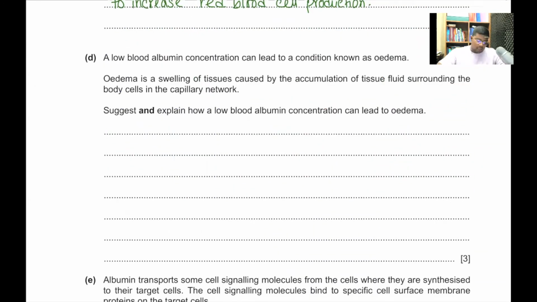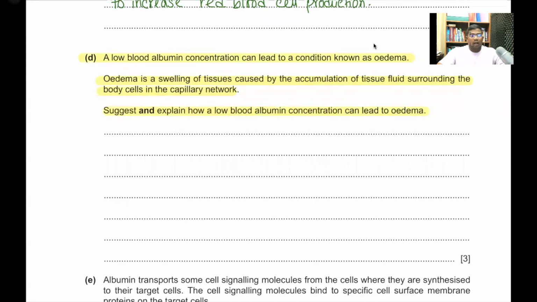Part D. A low blood albumin concentration can lead to a condition known as edema. Edema is a swelling of tissues caused by the accumulation of tissue fluid surrounding the body cells in the capillary network. Suggest and explain how a low blood albumin concentration can lead to edema.